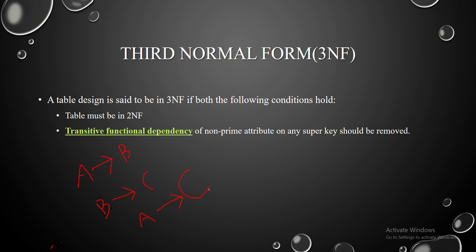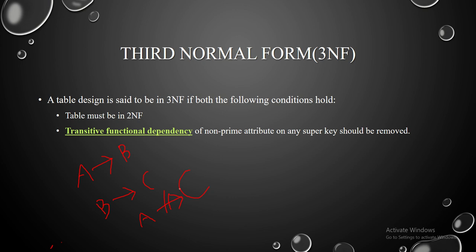A which implies B, B which implies C, so A which implies C. That is called transitive functional dependency. It should be avoided. For a table to be in 3NF, that kind of transitive functional dependency we need to remove.